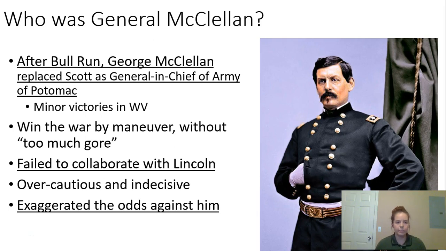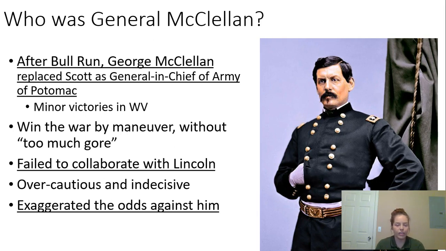Looking into General McClellan, after Bull Run, McClellan is going to become the General-in-Chief of the Potomac, replacing General Scott, the creator of the Anaconda Plan. So the Army of the Potomac, they're going to be the main army of the Union. They're really important. We'll talk about them plenty of times.